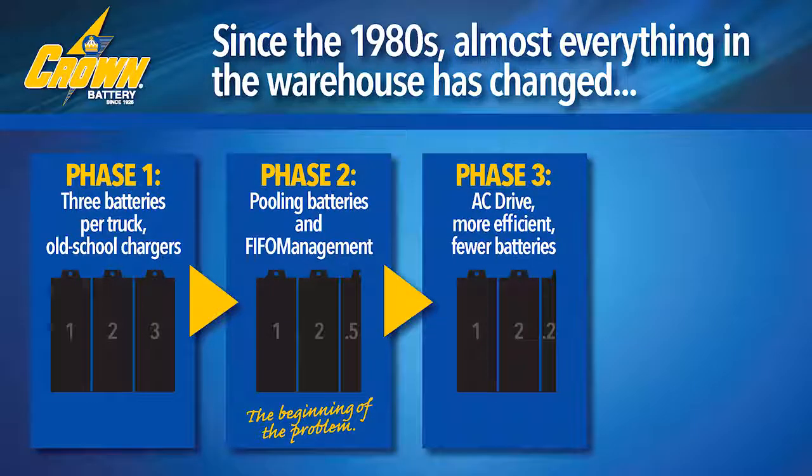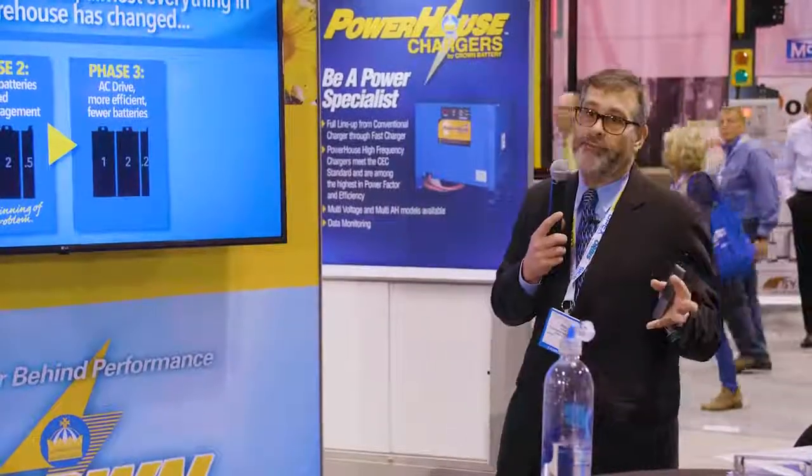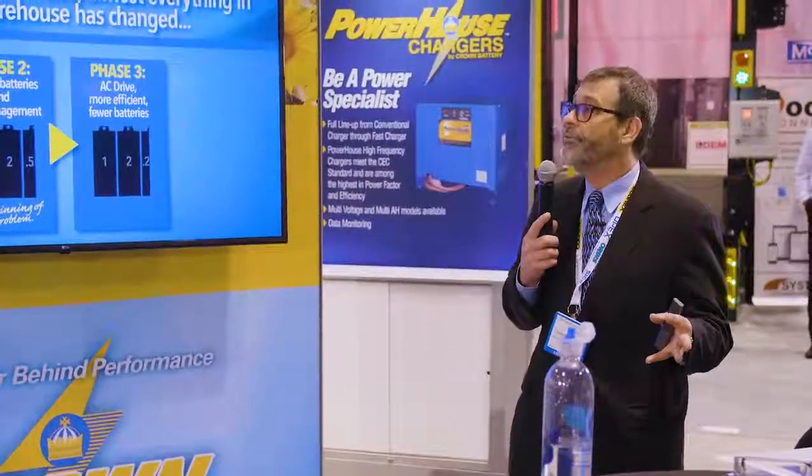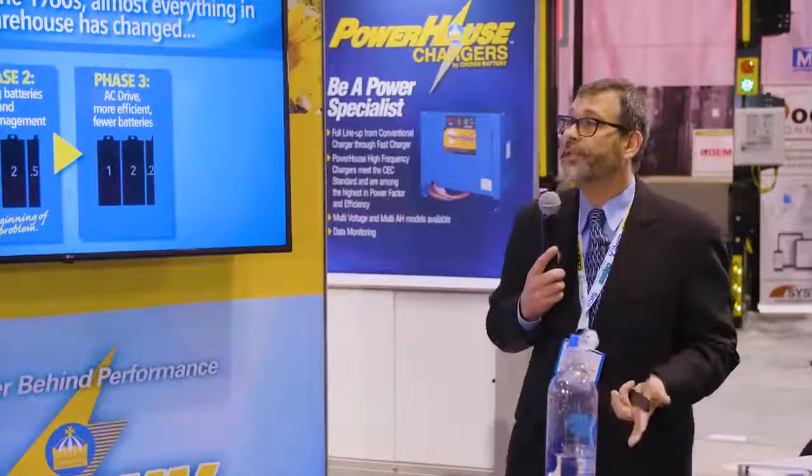And then as we approach the new millennia, AC drives came in and totally changed the game in comparison to their DC counterparts. As a matter of fact, we saw 30, 40% efficiency in drives. As a result, we were able to carve a little more off that battery to truck ratio, and we got down to about 2.2.